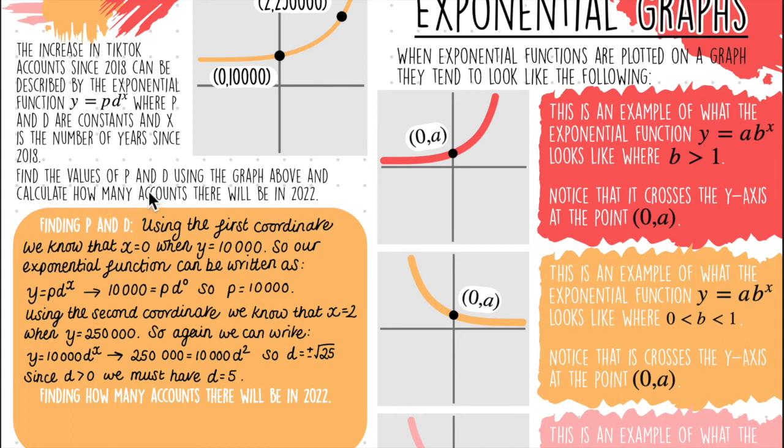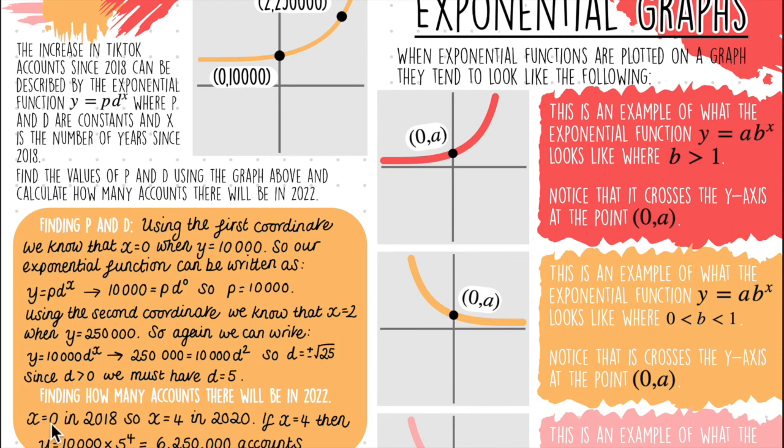Now the final part of the question. How many accounts will there be in 2022? Well, in 2018, x is 0, because in the question it says x is the number of years since 2018. So at 2018, x is 0. Therefore, in 2022, x must be 4. So what we can do, we can plug 4 into our function, and we already know p and d, and find what y is.